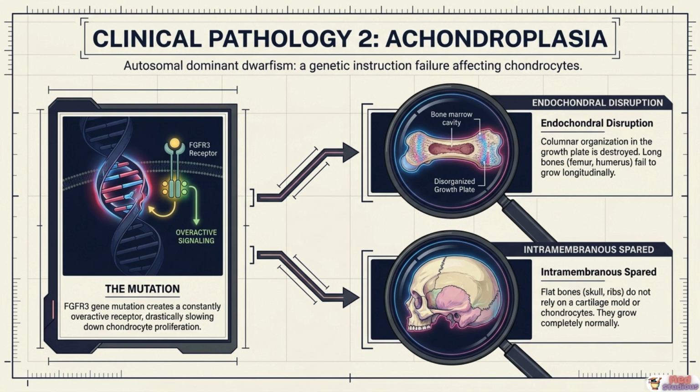Because the skull, mandible, and ribs grow by direct mesenchymal ossification, no chondrocytes, no cartilage mold, no FGFR3 dependence, they develop with entirely normal dimensions. This explains the characteristic phenotype of achondroplasia: very short limbs alongside a normal-sized trunk and skull, with a relatively prominent forehead from compensatory cranial base changes. In 2021, vosoritide, a CNP analog that suppresses FGFR3 signaling, became the first approved drug treatment for achondroplasia in children, directly targeting the molecular defect.